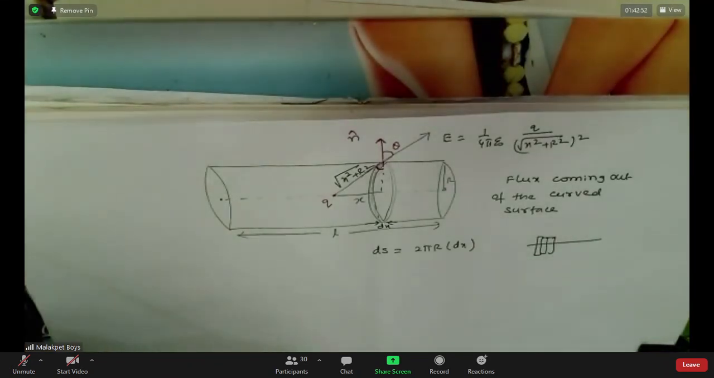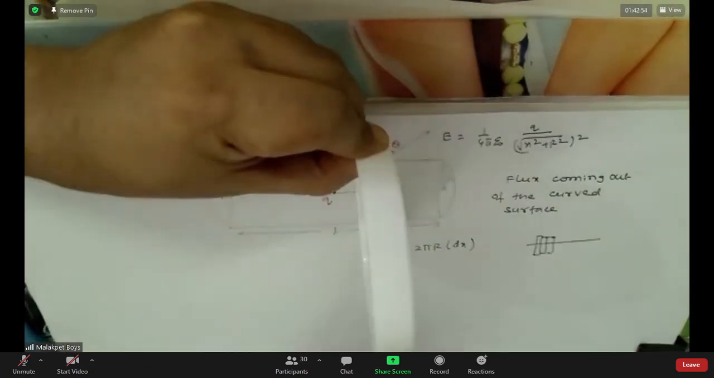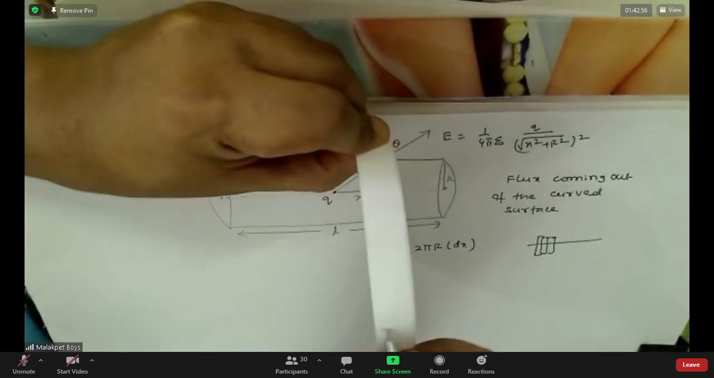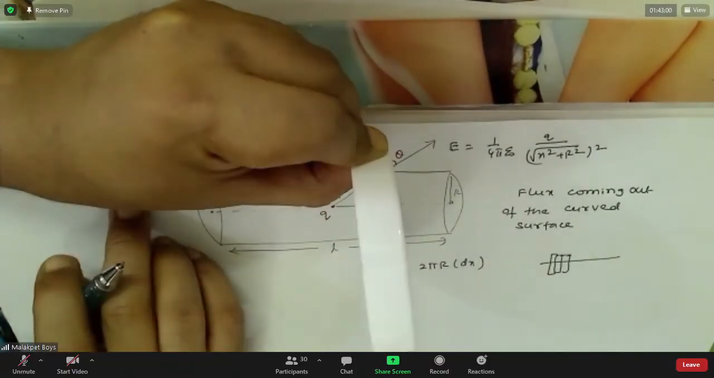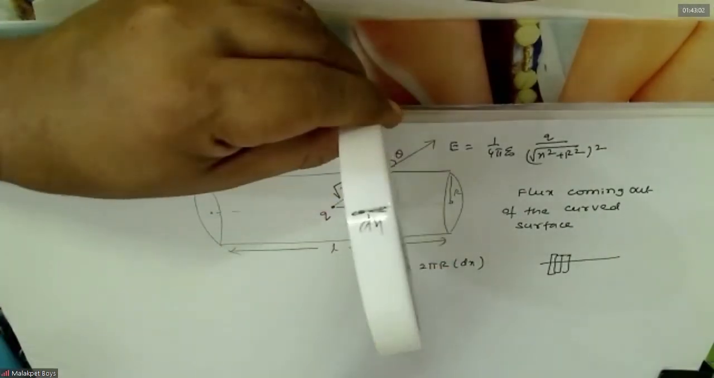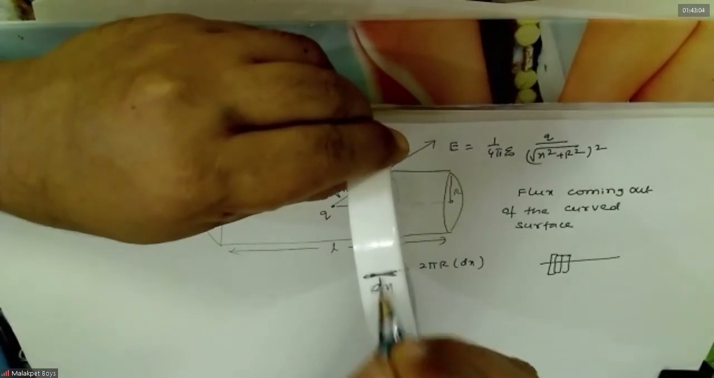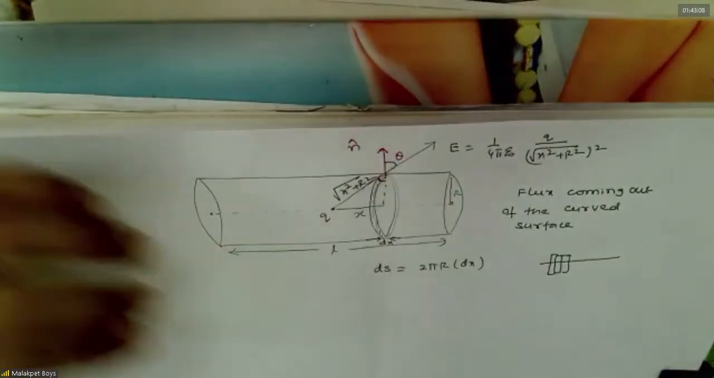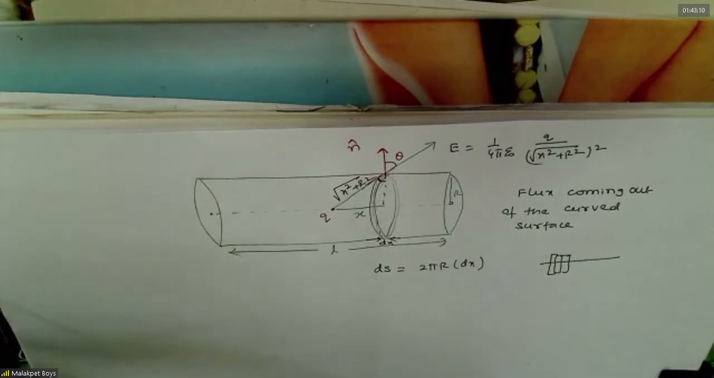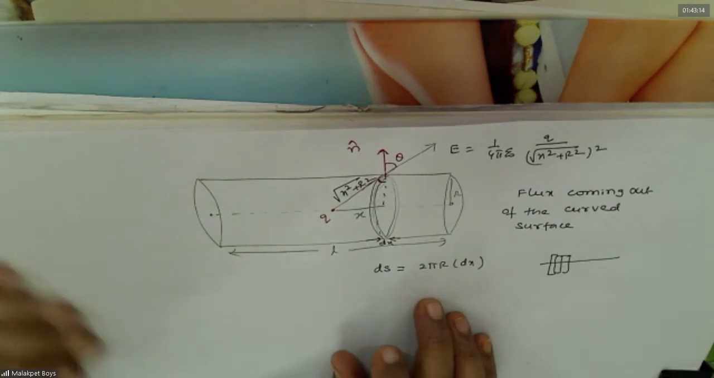See that this is the discrimen. This thickness I am saying. This thickness is dx. Do you agree with this? Any doubt? No doubt. You're able to visualize? Yes. Right. So here you have this, no?